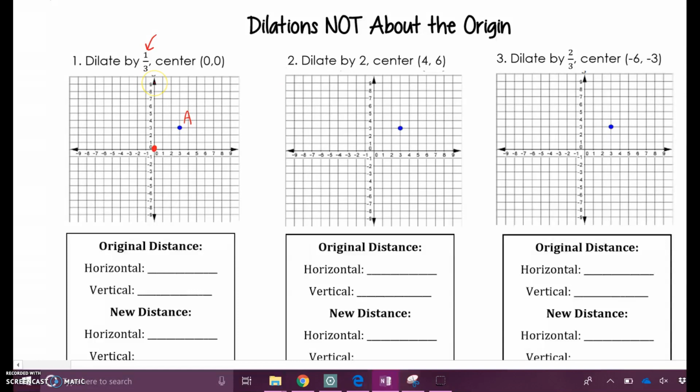And to figure out where our new point's going to go based off of our scale factor is just looking at the horizontal distance and the vertical distance our A point is away from the center of origin. So if I look now, it looks like our vertical distance is 3 units away from our center of dilation. Our horizontal distance is also 3 units away. So essentially what you're doing is dilating the distances the points are away from the origin.